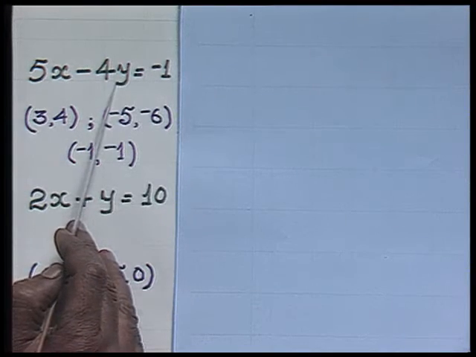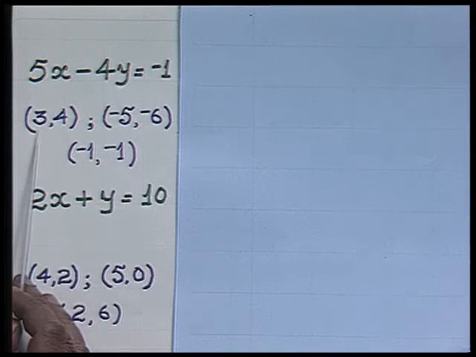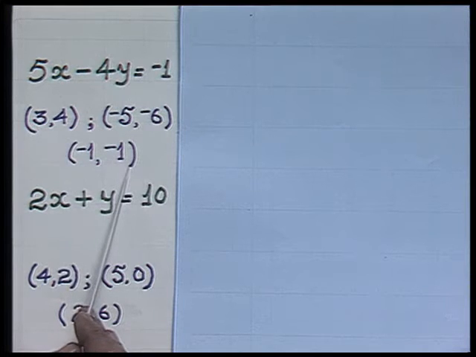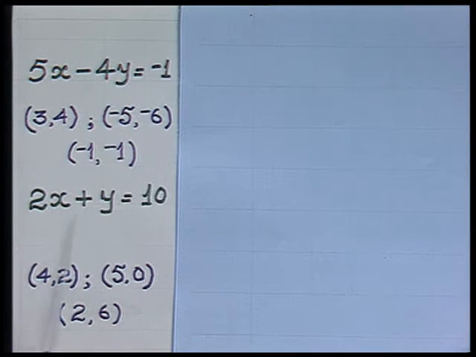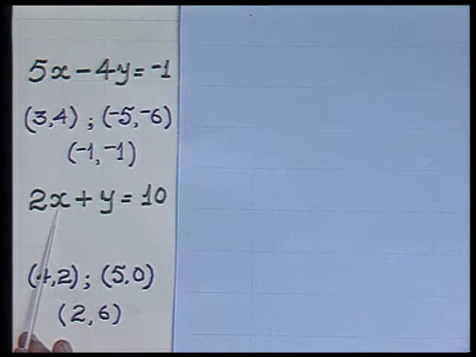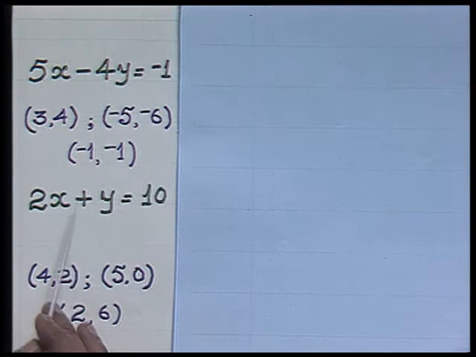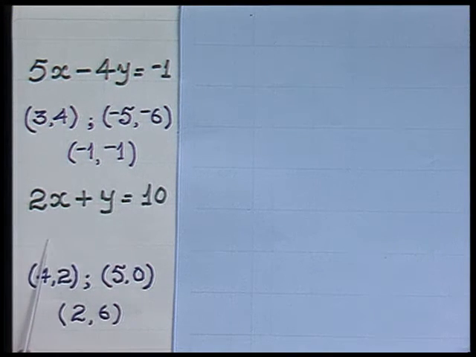5x minus 4y equals -1, and for these the ordered pairs are 3, 4, -5, -6, -1, -1. And the other equation is 2x plus y equals 10, and the ordered pairs are 4, 2, 5, 0 and 2, 6. Now if I ask you a question whether the 4, 2 ordered pair will satisfy this equation or not, obviously yes, because we have already calculated this ordered pair by transforming this equation into y. Now let's plot these two equations onto the same graph paper.